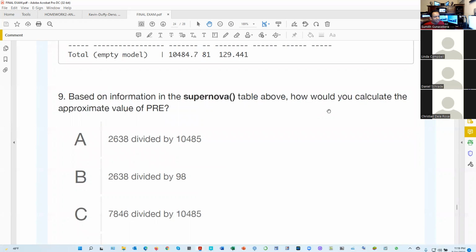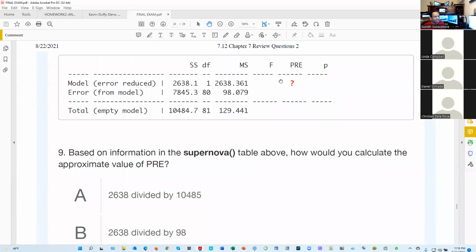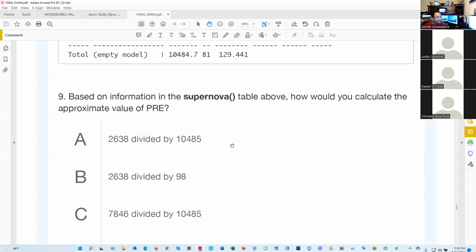Based on the information in the supernova table above, how would you calculate the approximate value of PRE? How do you calculate it? Everybody knows that one by now: SSR divided by SST. Approximately which numbers? 2638.1, they have rounded to the integers, so 9 should be divided by 10,485, because they rounded up to the next integer, took the ceiling. SSR divided by SST. So the answer should be A.